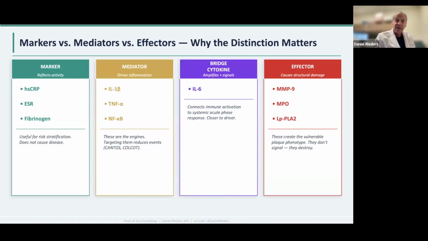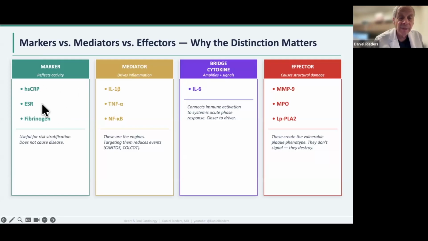So let's dig a little deeper. We're talking about markers, those like the sedimentation rate or hsCRP. We're talking about mediators and we're talking about effectors. So some are amplifiers of what's going on, feeding the flames, and some actually damage the vessels in the plaque. So we have some of these listed. Some are also called acute phase reactants. They go up when there's chronic inflammation. And so those would be CRP, sed rate, fibrinogen.